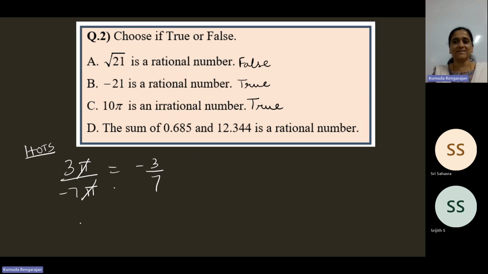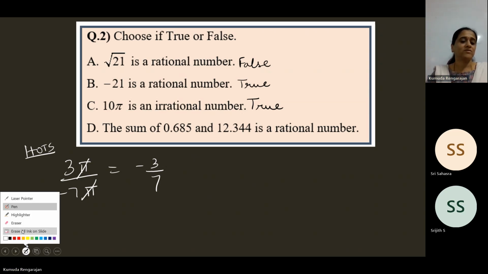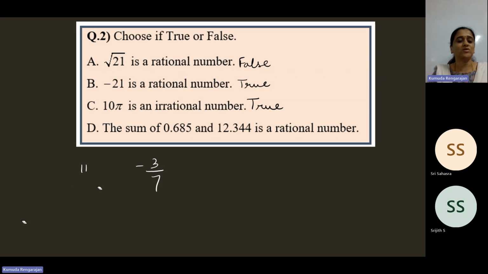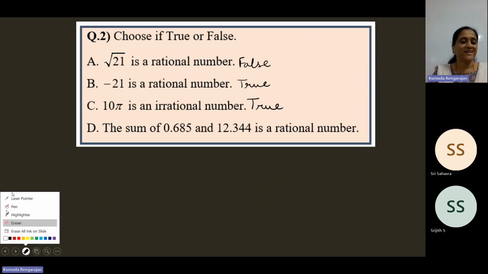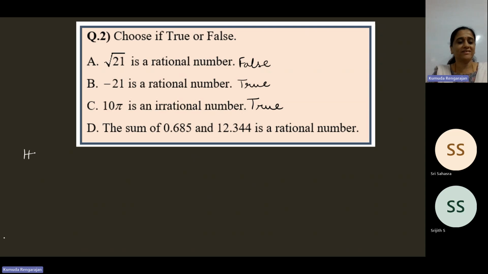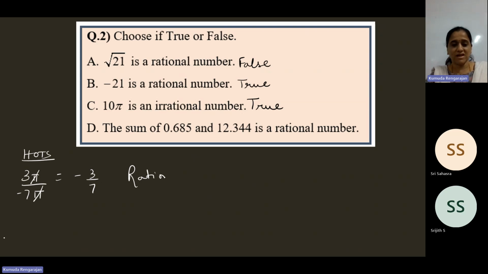Very good, Akshita. So just because there is pi, you should not say it is irrational, as you said if you see pi. No. In this case, 3 pi by minus 7 pi, pi and pi get cancelled. So it is minus 3 by 7. Rational number.